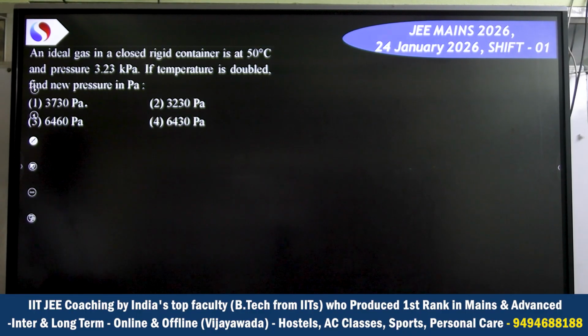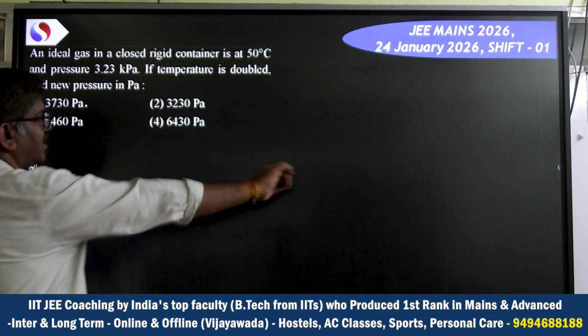Next, an ideal gas in a closed rigid container is at 50 degrees centigrade and pressure 3.23 kilopascal. If the temperature is doubled, what is the new pressure? Closed container means what is V?